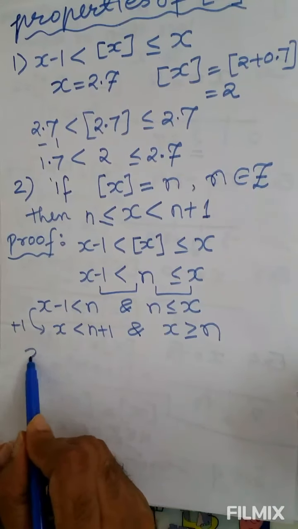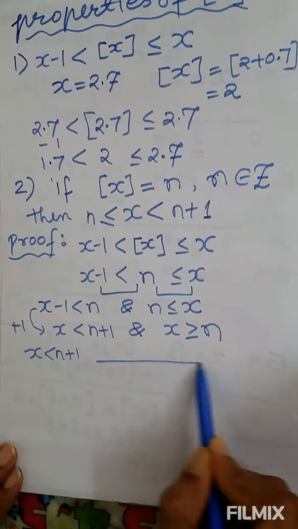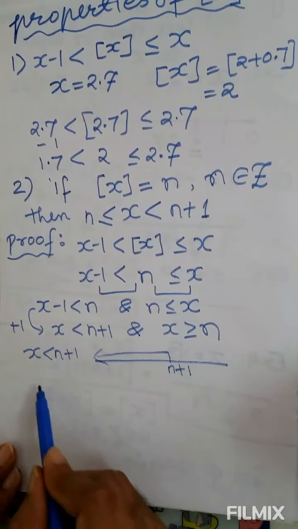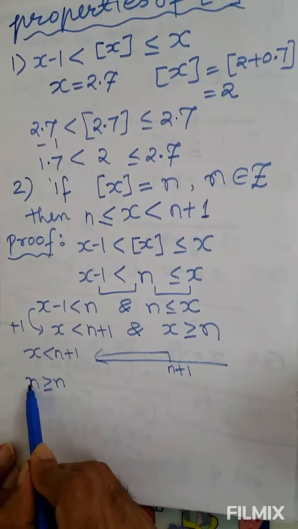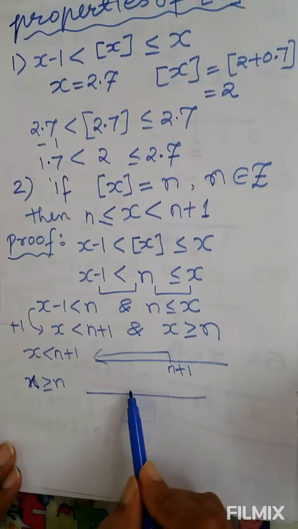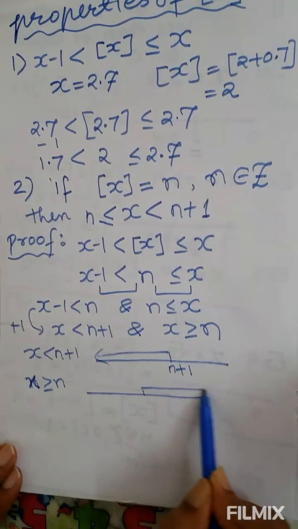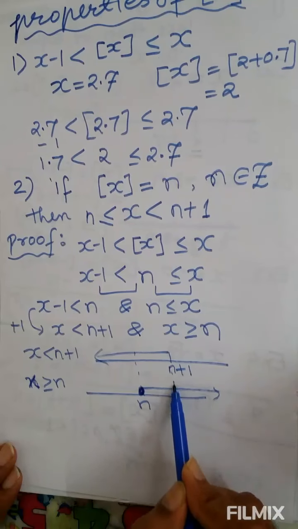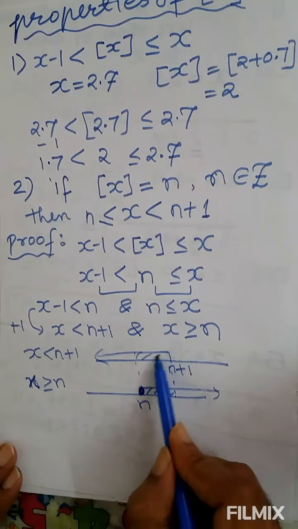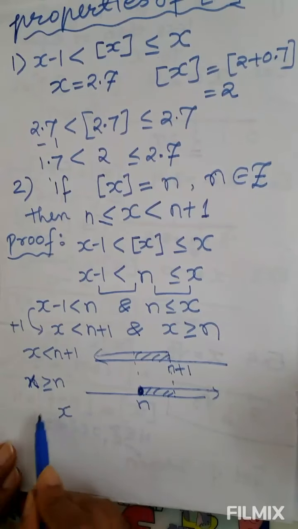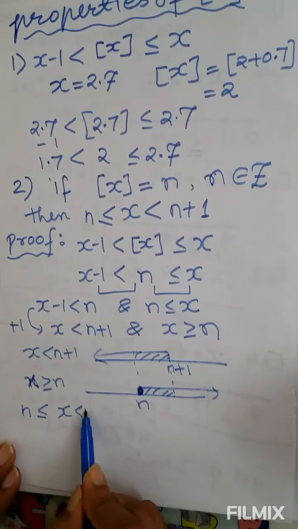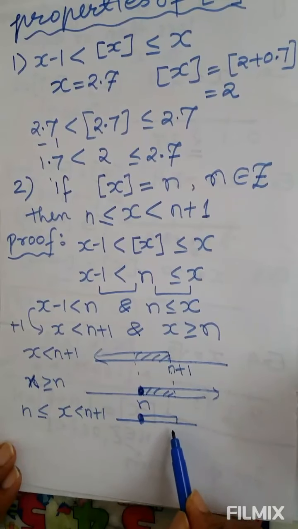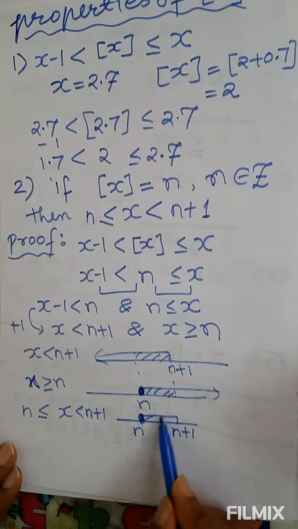If you plot x less than n plus 1 on a number line like this, n plus 1, and x greater than or equal to n like this on the number line, where n is included here, then taking the intersection of these two inequalities, you get x greater than or equal to n and less than n plus 1, that is, n to n plus 1.